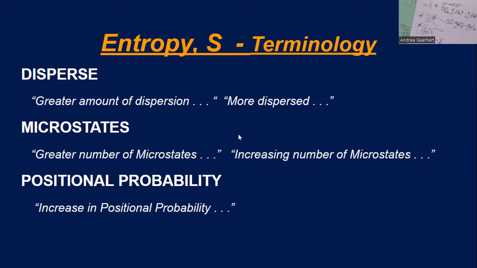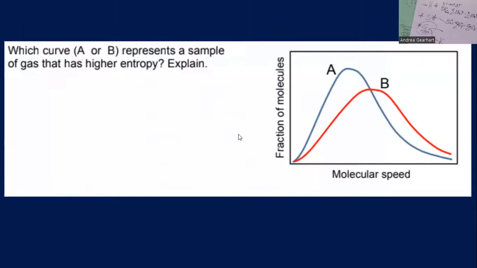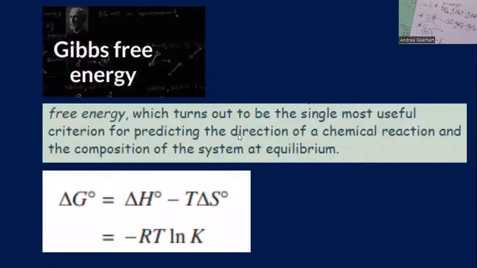There's not like a magic word, but we need to get proficient in the correct vocabulary. So dispersion is a wonderful go-to. We can also use microspace or positional probability. Yeah, so we've gone over this. All right, so we're good.